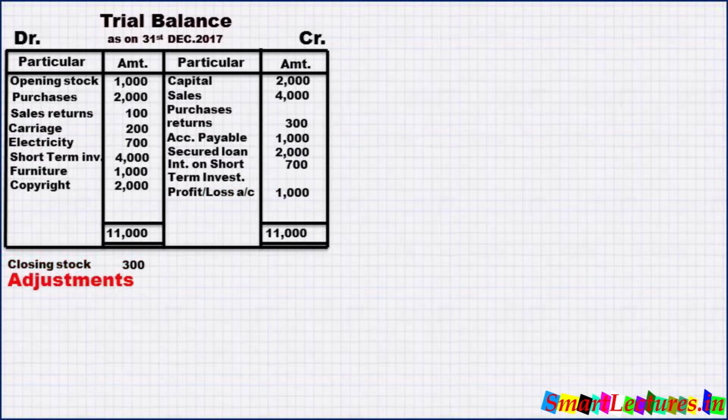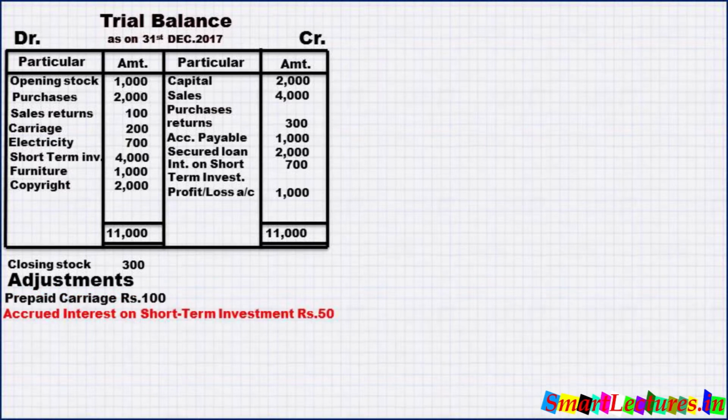And the adjustments are prepaid carriage 100 and accrued interest on short-term investment 50 rupees. Accrued means generally this term is used with the outstanding income. It means still we have to receive interest on short-term investment 50.